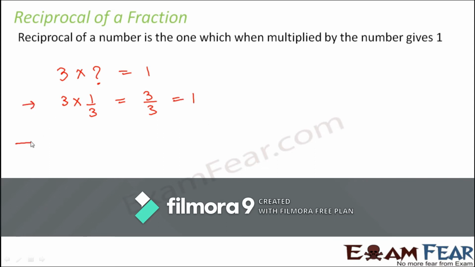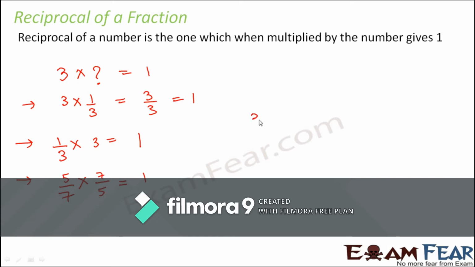Now, let's consider the number as 1 by 3. Is there any number which when multiplied with 1 by 3 gives you 1? Of course, that is 3. So in that case, you get 1. Let's think of some other numbers. Let's say 5 by 7. What is that number which when multiplied by 5 by 7 gives 1? It is 7 by 5.